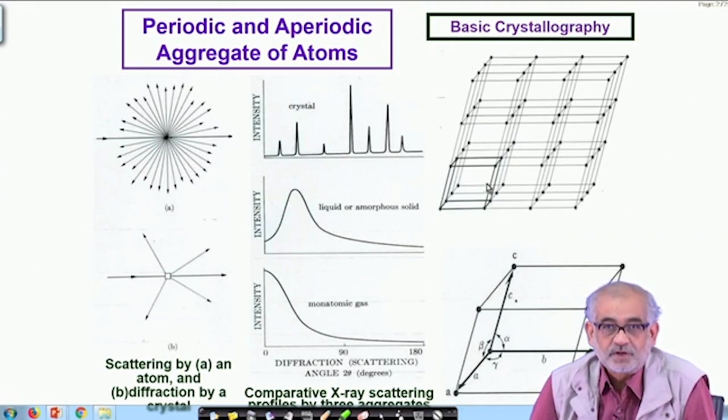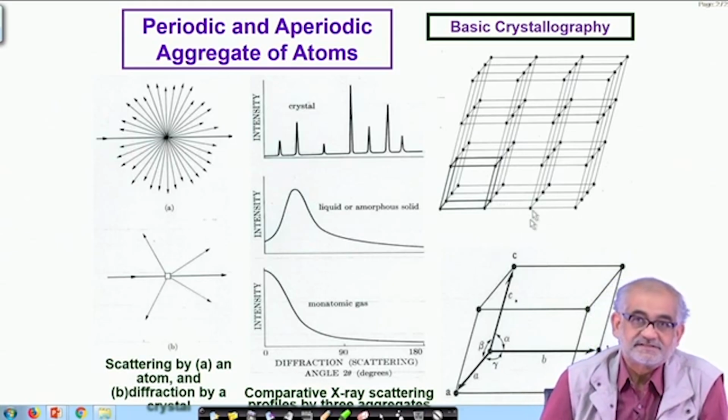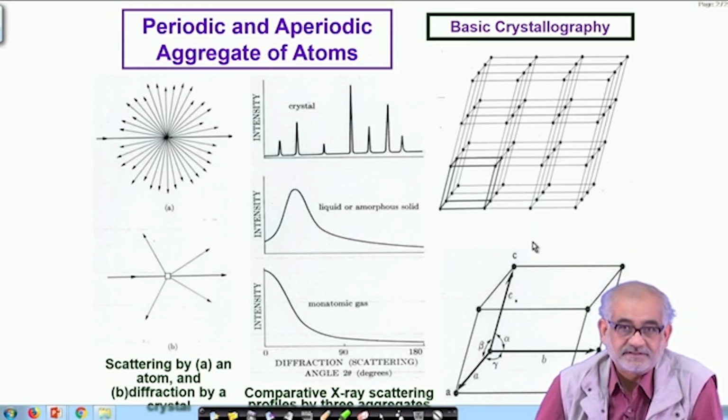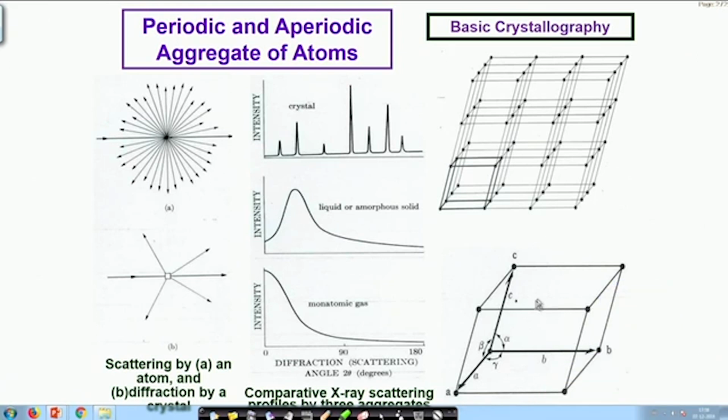The smallest building block of the point lattice is called the unit cell, which is characterized by 6 possible parameters, and we call them lattice parameters. So the unit cell is nothing but the smallest building block, which when repeated in 3 dimensions gives you back this 3-dimensional point lattice.